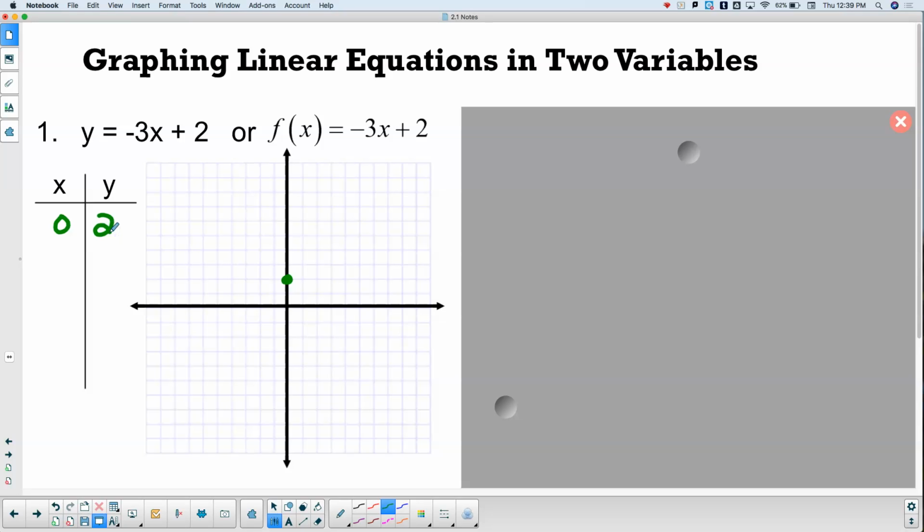Then I'm going to utilize the rise over run. What is the slope of this line? Negative 3. So that would be in fraction form negative 3 over 1. So I'm going to go down 3 and right 1. Rinse, lather, and repeat. Or I could go up 3 and left 1.